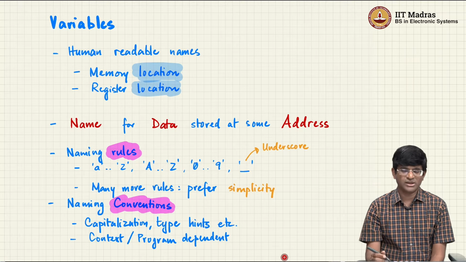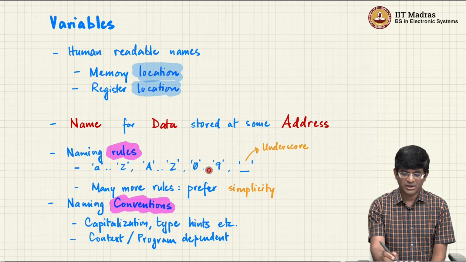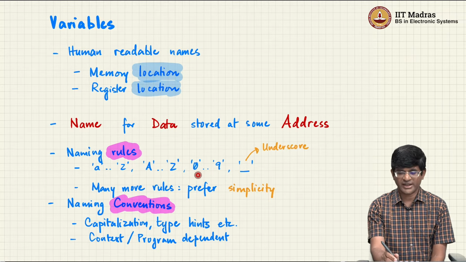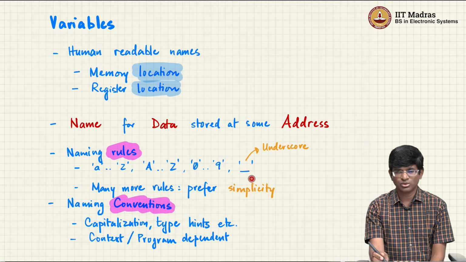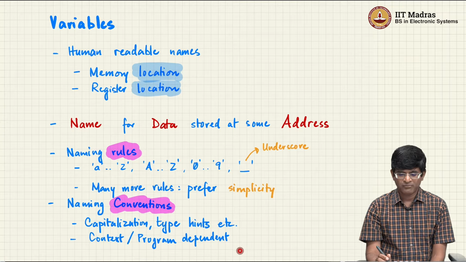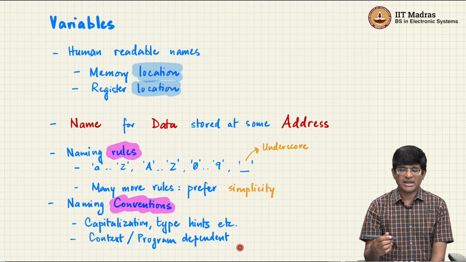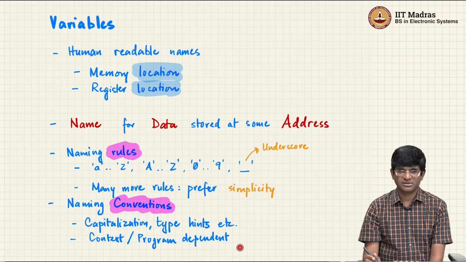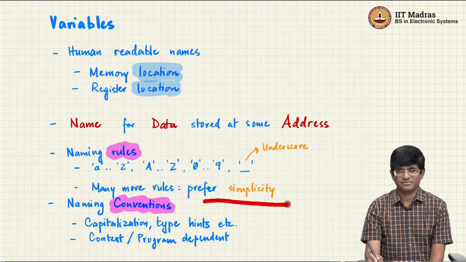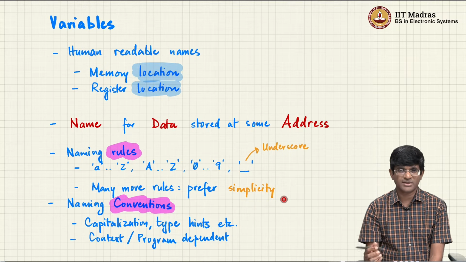There are a few other rules out here. For example, you cannot start the name of a variable with a digit. It has to start with either a lowercase or uppercase character. It can start with one underscore but not two. So there are a few more rules out there. I strongly suggest don't try and explore all the rules in actual programs that you write. There are more rules than you can actually exhaust out here. Always prefer simplicity in naming conventions. If at all you need to have a longish name, use underscores if necessary.